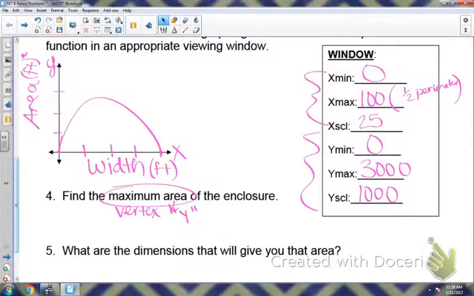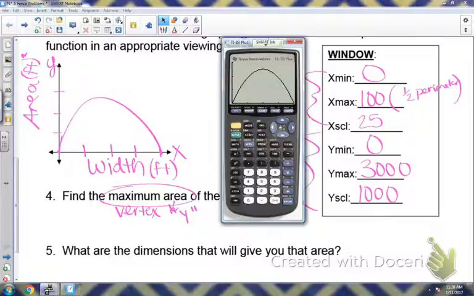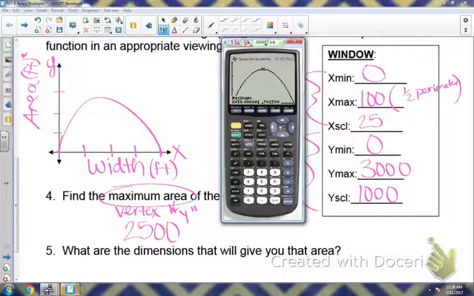So go back to your calculator. Second, calc. Maximum is 4, so we're going to go on the left side, right side of the vertex, and then press enter again. It should say maximum. So notice your maximum area, which was the Y value, is 2,500, and the units would be feet squared, or square feet. Okay?